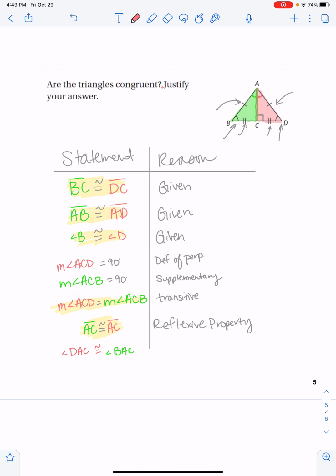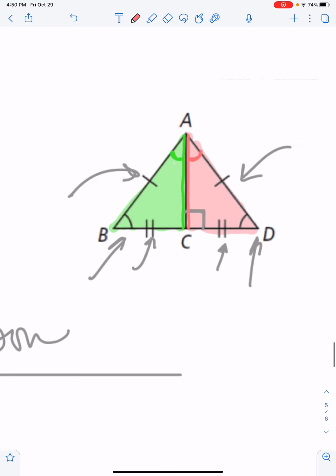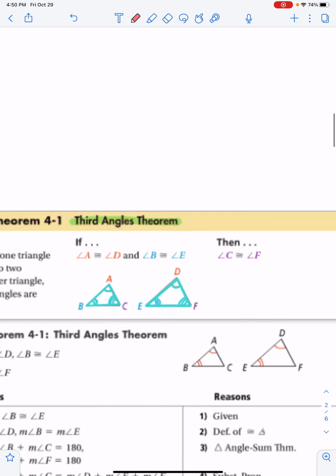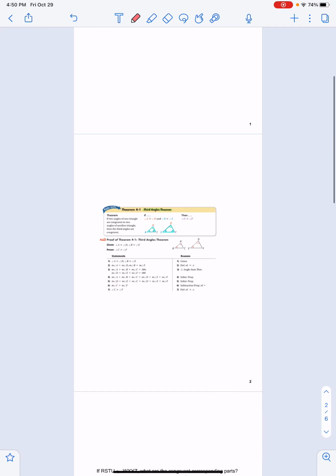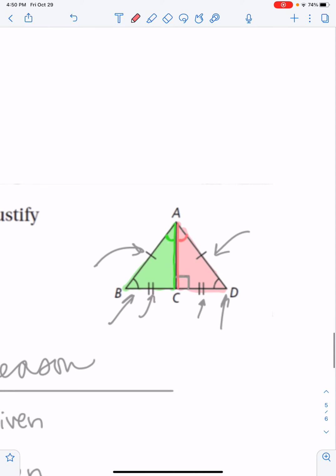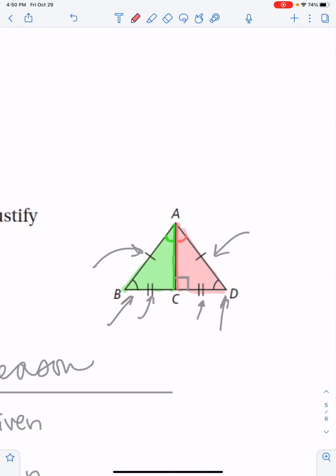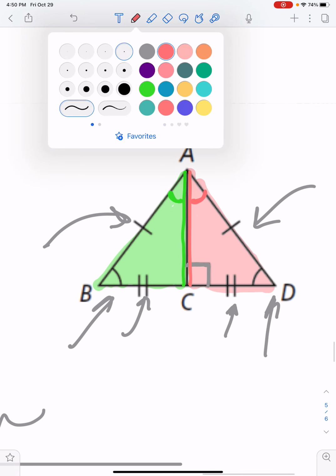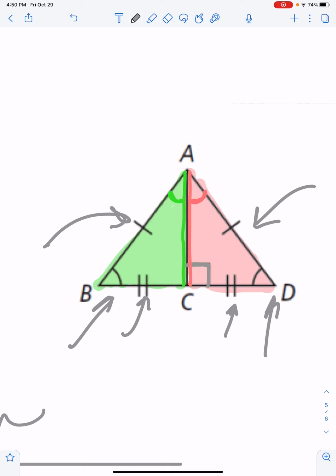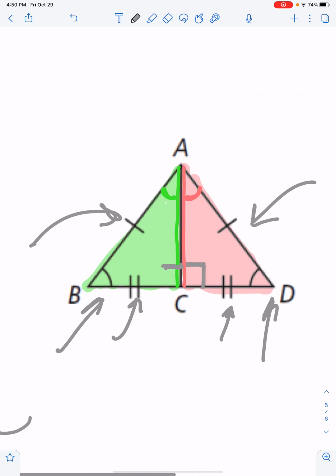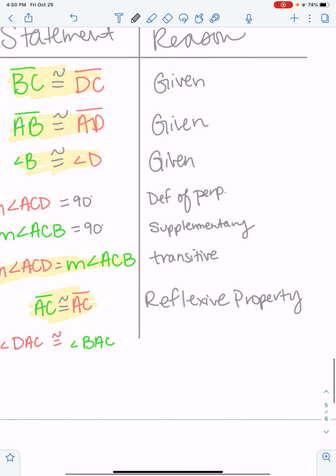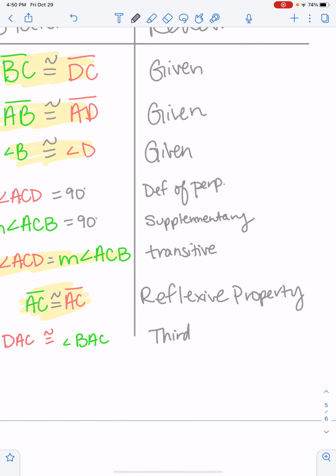Okay, the reason for that one is honestly just from right up here. It said if we have 2 angles that match in a triangle, the third one has to match. So we do have 2 that match here. Angle B matches angle D. And then we got the right angles to match. So this one right here from earlier, we said they were both 90. So the third one has to match. So that is called the third angles theorem.